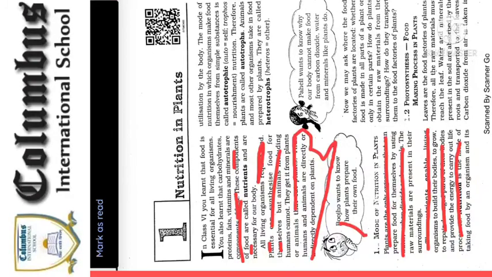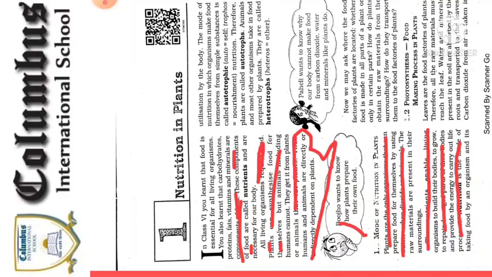Those organisms which can prepare their own food by self-making are known as autotrophic. Autotrophic is a Greek word divided into two words, auto plus trophic. The meaning of auto is self, and trophic means nutrition. So those that can make their own nutrition are known as autotrophs. We can finally say that plants are autotrophs because they can make their own food.